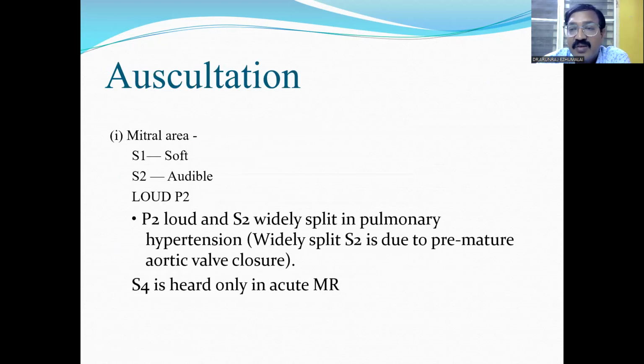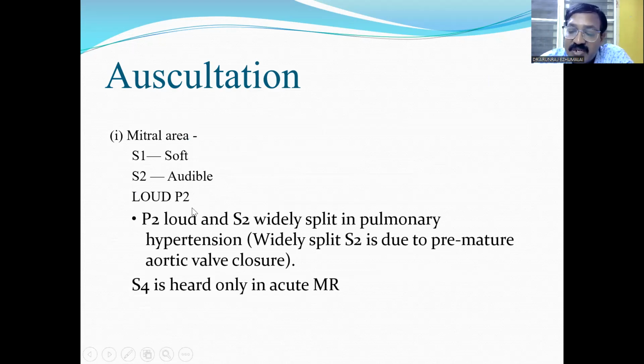On auscultation, mostly in mitral regurgitation, the S1 will be soft. In MS, it will be loud. S2 may be just present or audible. But in the pulmonary area, as the mitral regurgitation goes on, all this pressure, as I have told in the pathophysiology, the pulmonary artery pressure will also increase, so the patient may have a loud P2.